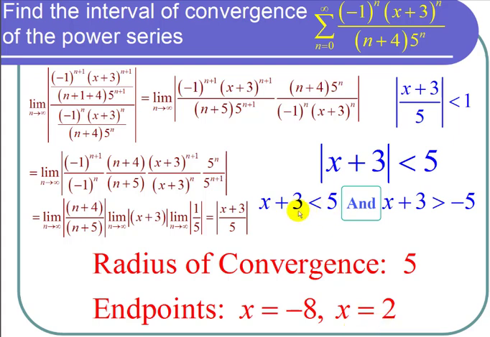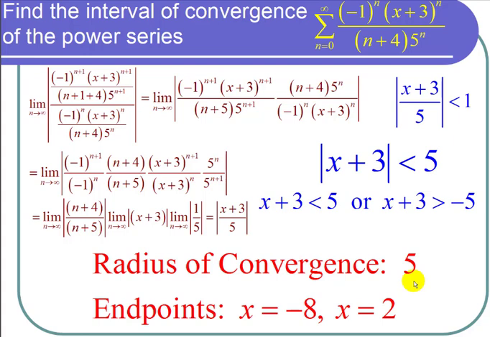I just subtract 3 from both sides, and what I get is that x equals -8, or x equals 2. So notice that 5 minus 3 is our 2, and -5 minus 3 is our -8. Those are our two endpoints. The radius of convergence comes from this absolute value of x plus 3 being less than 5. When we've isolated an x plus or minus a number in absolute values is less than a number, then that right-hand side is the radius of convergence.